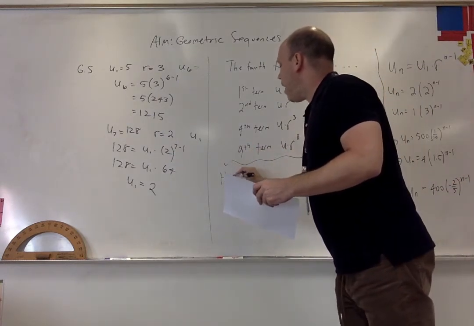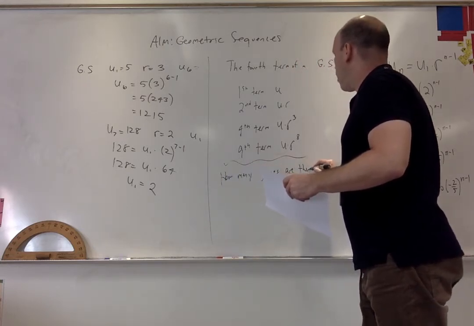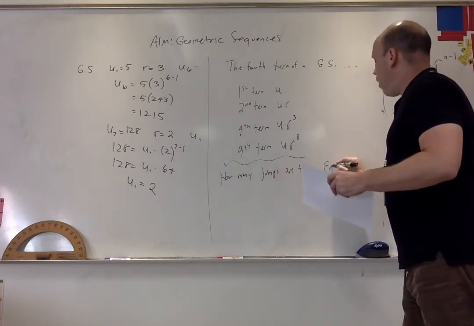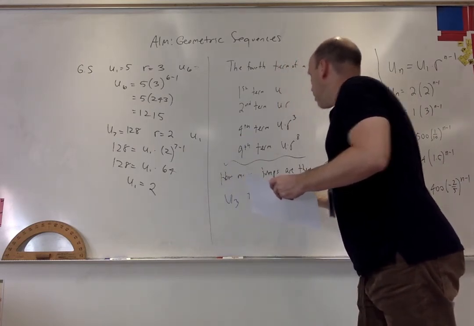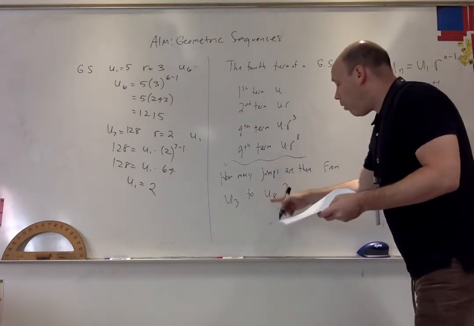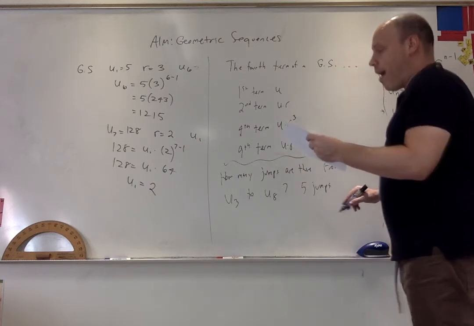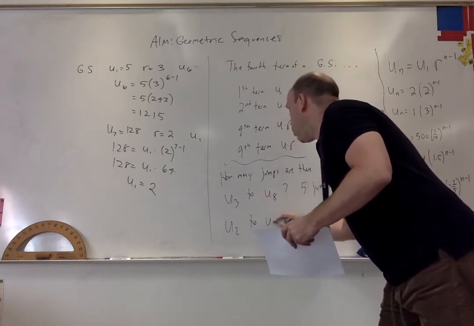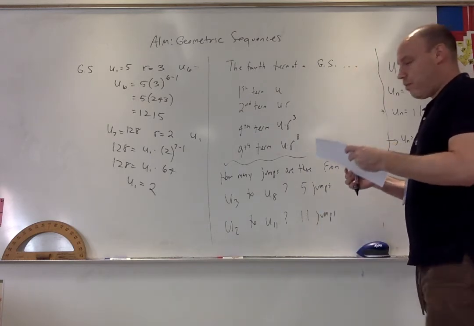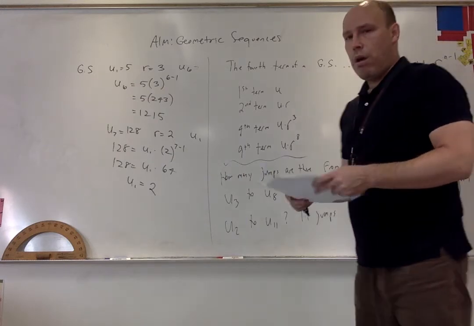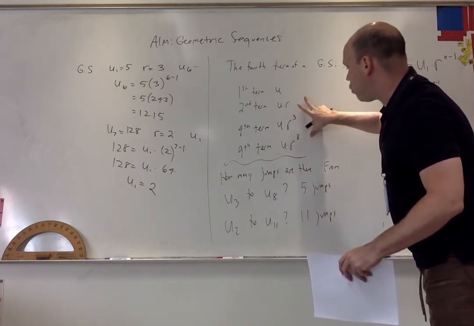How many jumps are there from u of 3 to u of 8? Right? And so the answer is, 3 to 8, that's 5 jumps. How about u of 2 to u of 11? And that's 11 jumps, right? And so when you work on these problems, I want you to think about this. I want you to connect these two ideas.